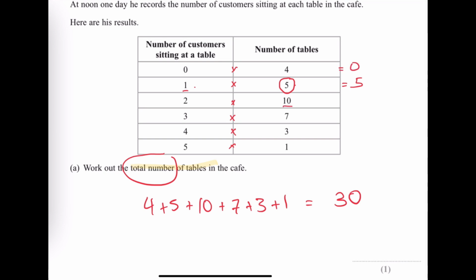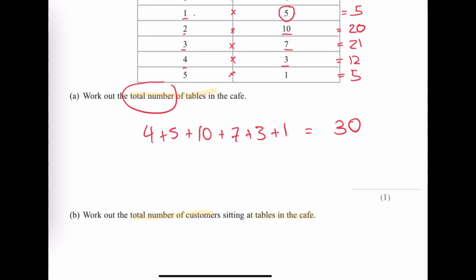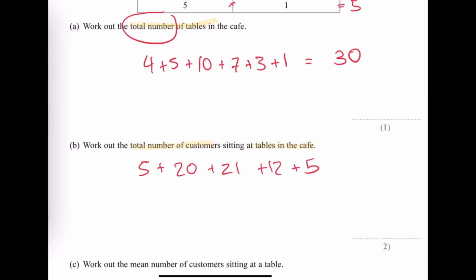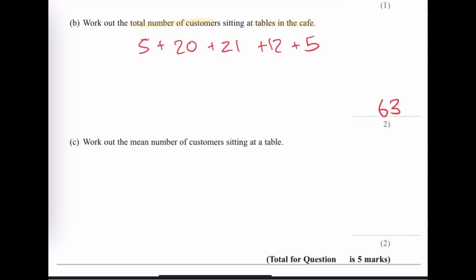We have 10 tables and there are 2 customers sitting, so 10 times 2 is 20. We have 7 tables where there are 3 customers sitting at those tables, that means it's 21. 3 tables with 4 customers sitting at each one, that would be 12, and 1 with 5, so that's just 5. So now all we have to do is add 5 plus 20 plus 21 plus 12 plus 5, which will equal 63. Work out the mean number of customers sitting at the table.